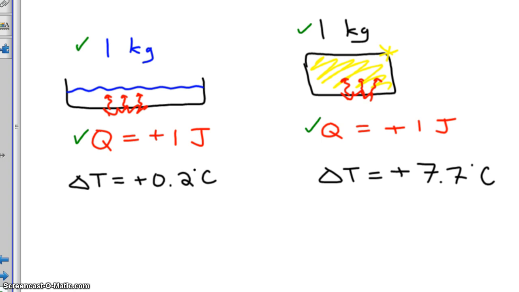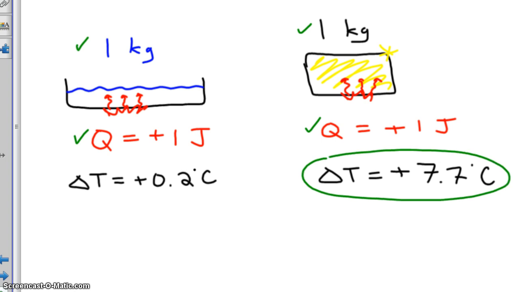The gold, as you see, is much more sensitive to added heat, and the water's temperature is much less sensitive to added heat, because it did not go up that high in temperature. So how do we compare how sensitive in temperature different substances are when heat is absorbed? We use something called specific heat capacity.